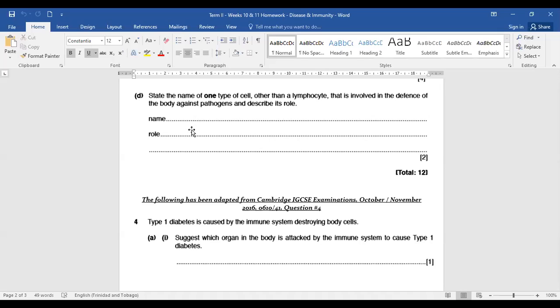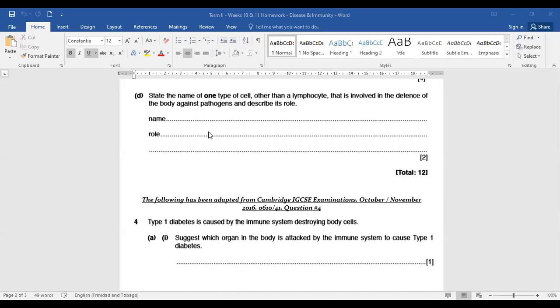And for the role, you would have had to briefly outline that the role of the phagocytes is to engulf the pathogens and then destroy them by a process known as phagocytosis. So you would have to have the word engulf in your explanation as well as phagocytosis. Just that basically. That part of the question was worth 1 mark for the name and 1 mark for the role.